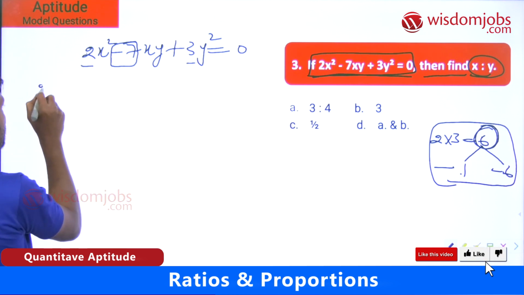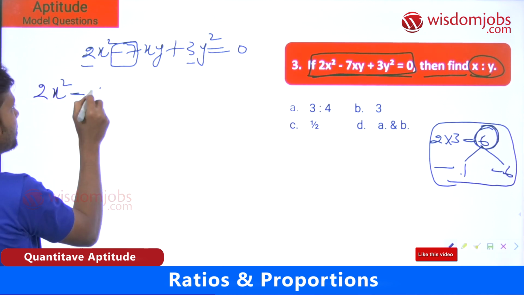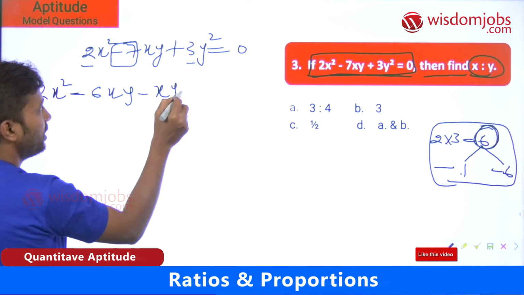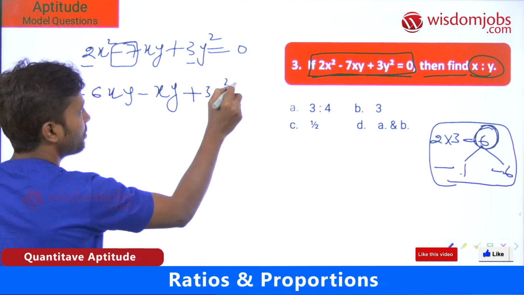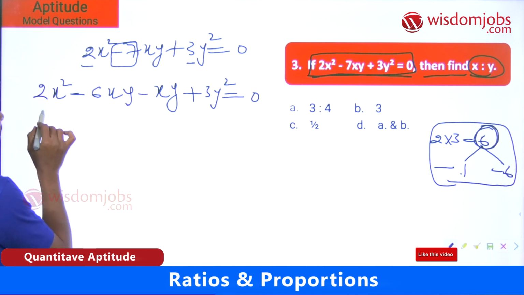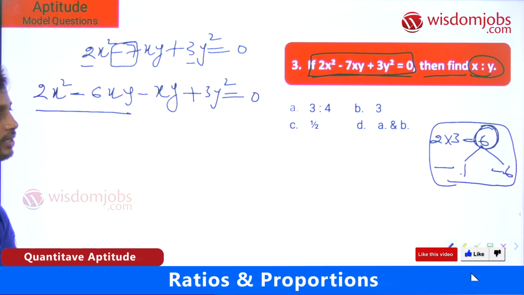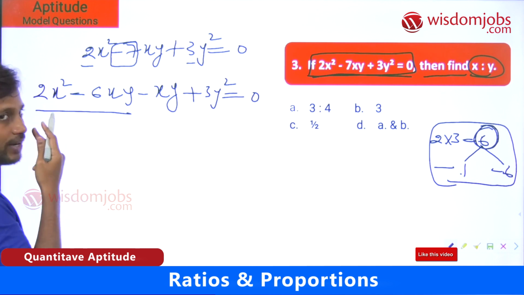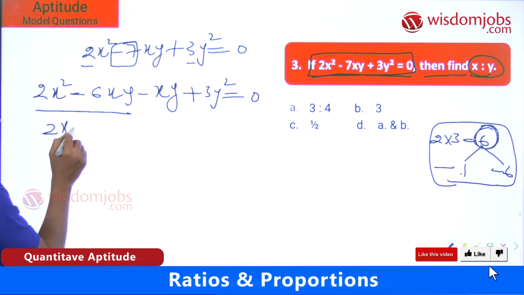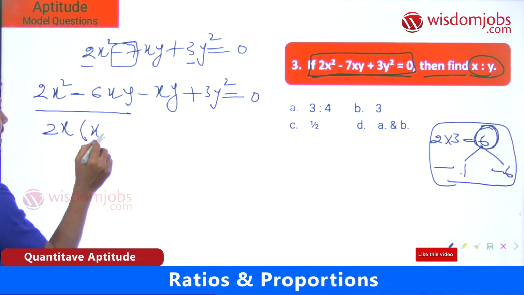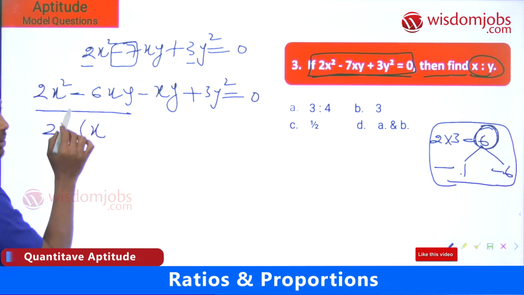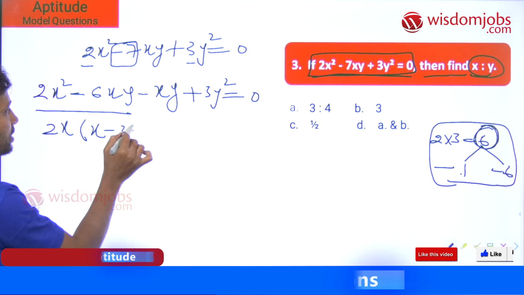So see here, 2x square minus 6xy minus 1xy, 1xy means xy only, plus 3y square equal to 0. Okay, now let us choose two terms out of them. In these two terms, what are the common factors? I think the common factor is 2x. So we can take 2x common from these two terms, so that x is left here, and since 2 is taken common, 3 will be left here with y, means x minus 3y, right?